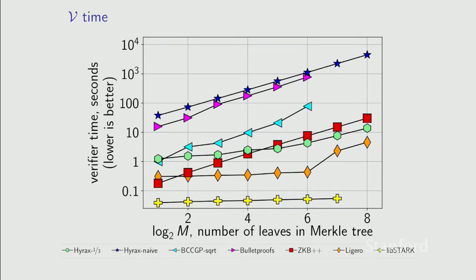Finally, let's look at the verifier time. Here, libstark has far and away the best performance, and Ligero, again, has very good performance and speed. For big enough problems, hierarchs is faster than zkB++. Remember what I said, the verifier in zkB is slow-ish or fast-ish, depending on how you think about it, because once the problem gets big enough, the verifier time starts to run away. And finally, this is another case where the improvement from hierarchs, the difference between the blue stars and the green hexes, is really big. So those refinements really help in terms of the verifier time.